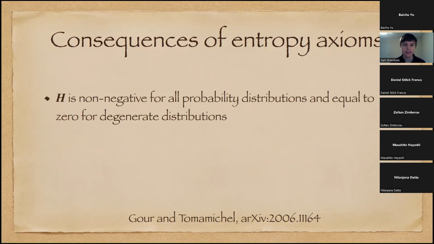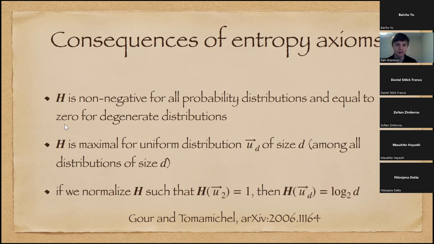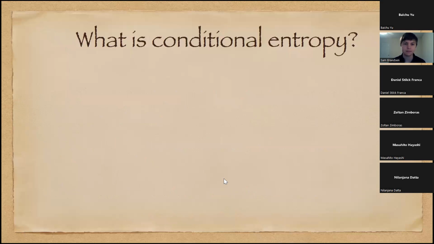The first consequence is that H is non-negative for all probability distributions and is equal to 0 for degenerate or deterministic distributions. And H is going to be maximal for the uniform distribution of size D. Among all distributions of size D, the uniform distribution is going to be the maximally uncertain one. And as a standard convention, if we normalize H so that the uncertainty of the maximally uncertain binary distribution is 1, then the entropy of the maximally uncertain d-dimensional distribution is going to be log 2 of D.